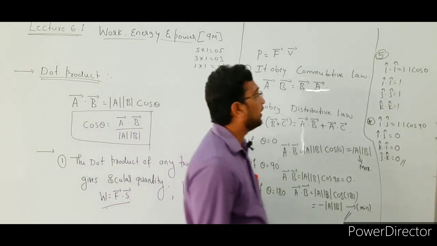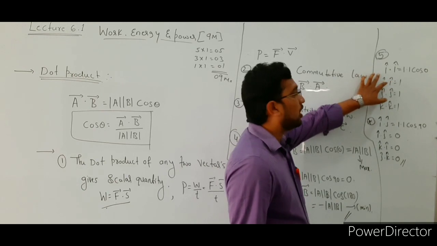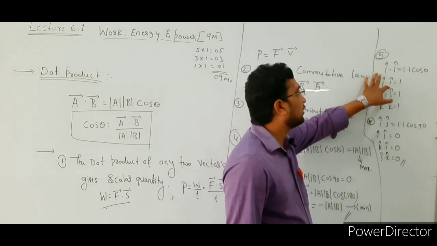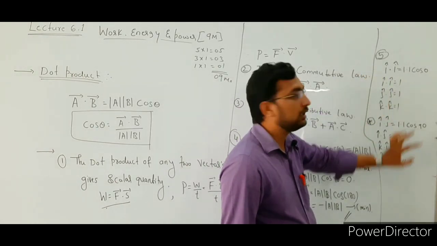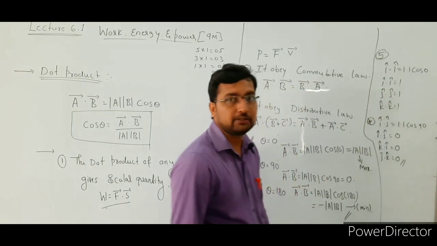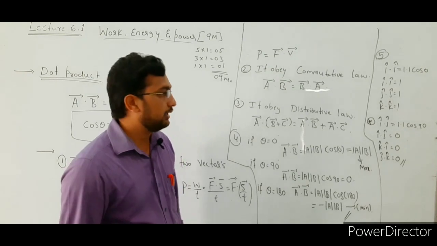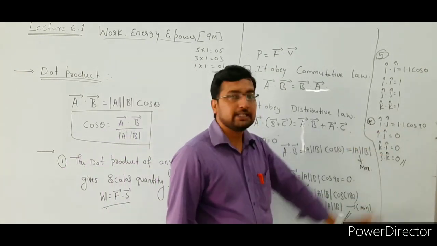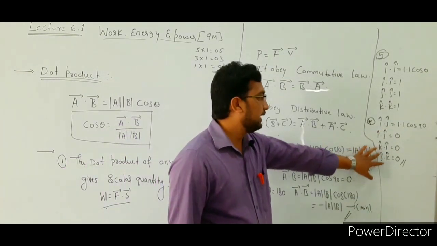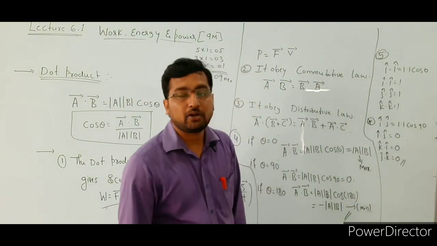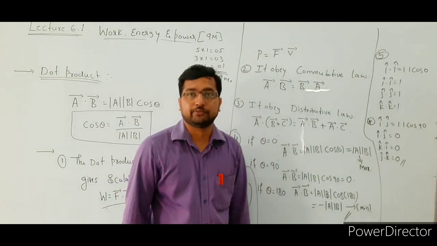Next one, fifth point, here the dot product of two similar unit vectors is 1: i dot i is equal to 1, j dot j is equal to 1, k dot k is equal to 1, right? So next one, i dot j is equal to 0, j dot k is equal to 0, k dot i is equal to 0.